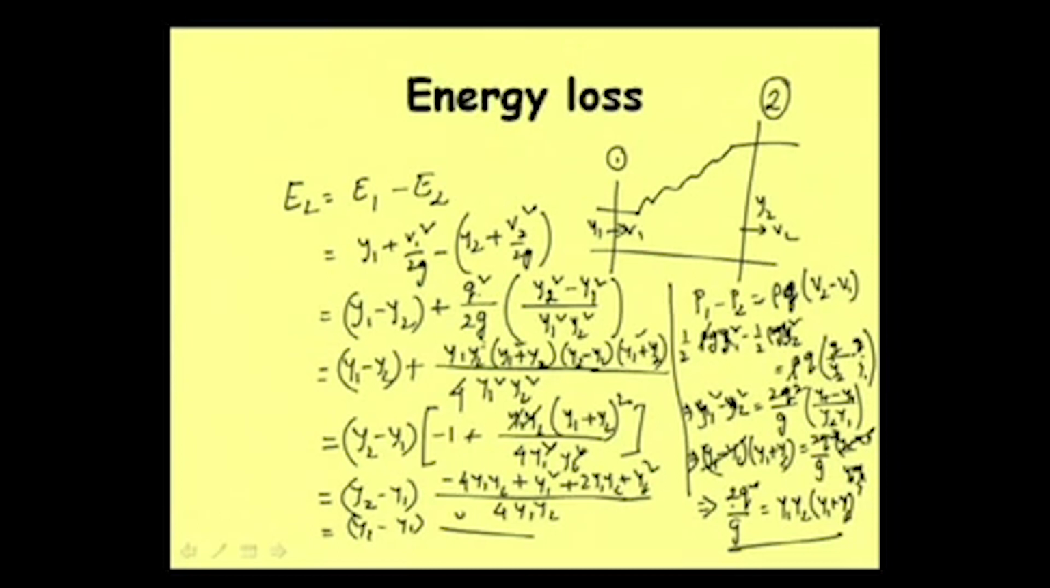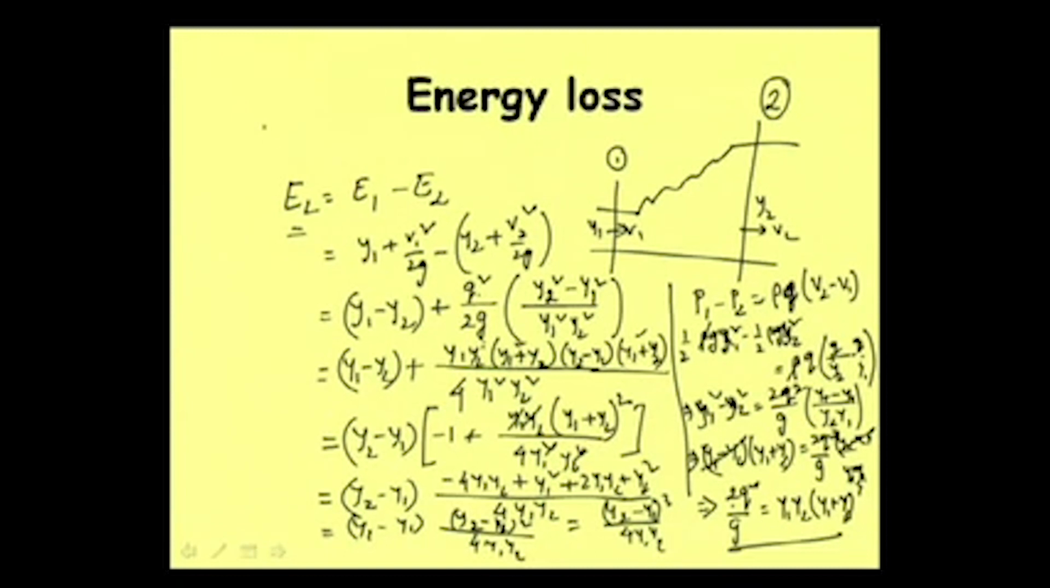So this expression will become y1 minus y2 whole square divided by 4 y1 y2, multiplied by y2 minus y1. We are writing y1 minus y2 whole square or y2 minus y1 whole square, same thing. So, y2 minus y1 whole cube divided by 4 y1 y2. So, this expression is a very popular expression for finding energy loss.